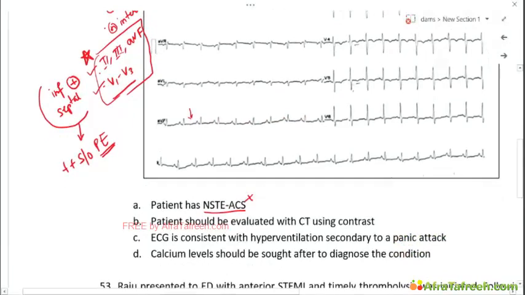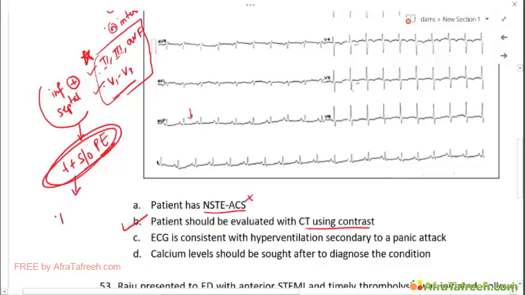Okay, patient should be evaluated with CT with contrast? Yes, because the patient has a high possibility of pulmonary embolism. So the diagnostic test of choice is CT pulmonary angiography.